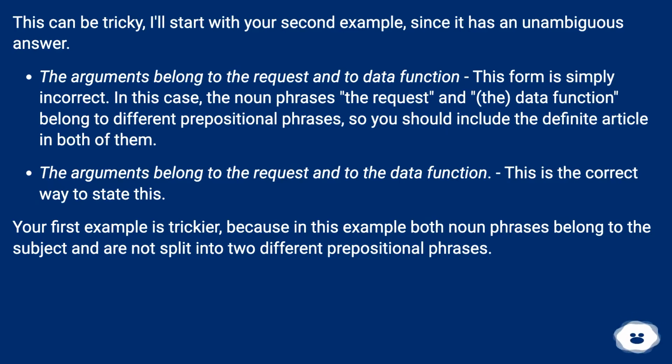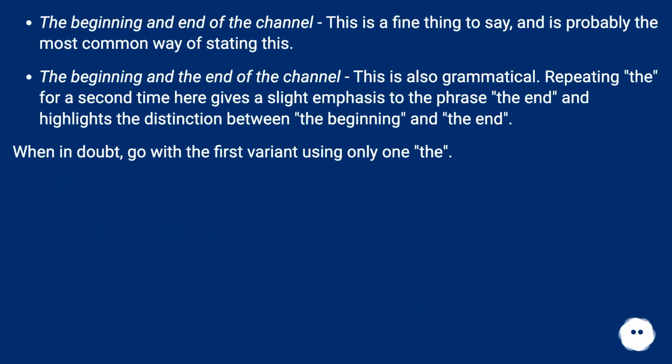Your first example is trickier, because in this example both noun phrases belong to the subject and are not split into two different prepositional phrases. The beginning and end of the channel. This is a fine thing to say, and is probably the most common way of stating this. The beginning and the end of the channel. This is also grammatical. Repeating the for a second time here gives a slight emphasis to the phrase, the end, and highlights the distinction between the beginning and the end. When in doubt, go with the first variant using only one the.